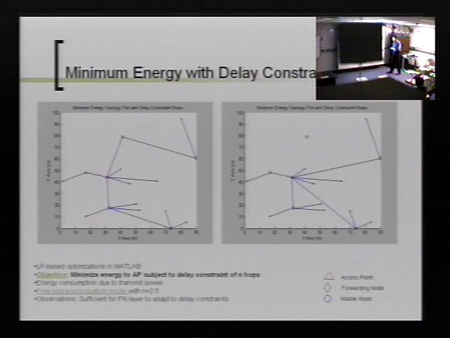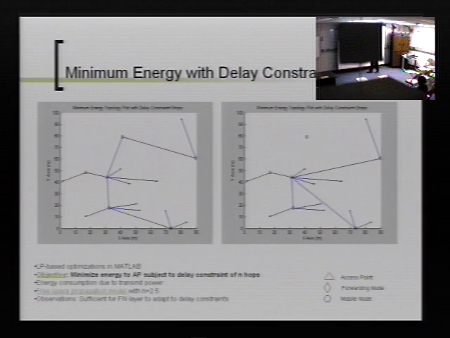In this particular case, these two plots show the same nodes in a certain area. Here, the nodes minimize the energy, but there is a delay constraint of 3 hops. So a node can form a link to the access point as long as the path is not more than 3 hops in delay. And in this other case, the nodes try to minimize the energy, but the delay constraint is 2 hops.